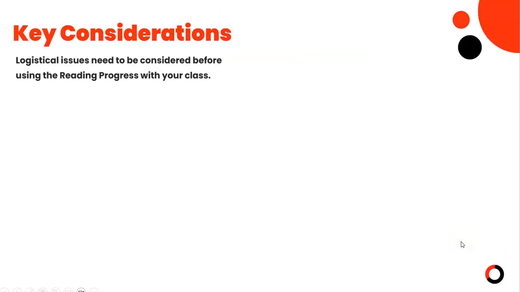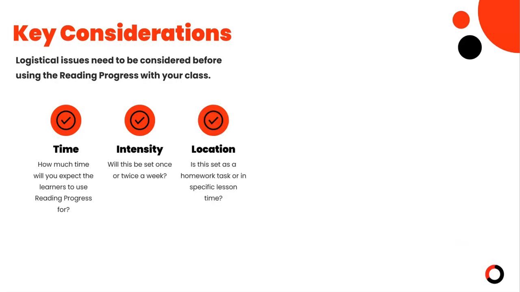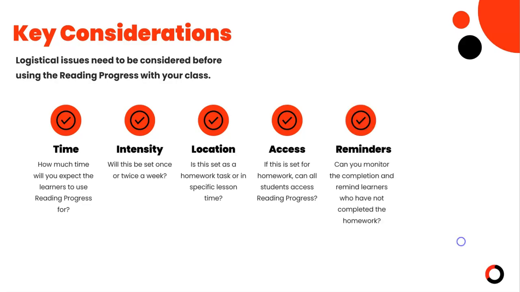So we're moving on to some key considerations. So logistical issues need to be considered before using reading progress with your class. The first one is time. How much will you expect the learners to use reading progress for? Intensity, will it be set once or twice a week? Location, if this is set as a homework task or a specific time in the lesson. Access, if it is set for homework, can all students access reading progress?